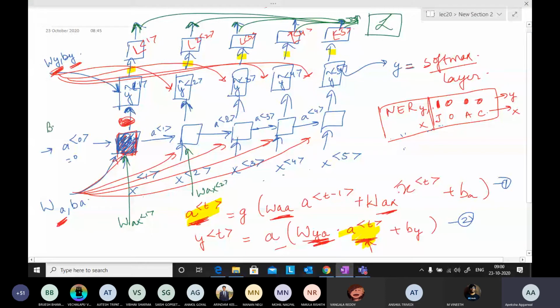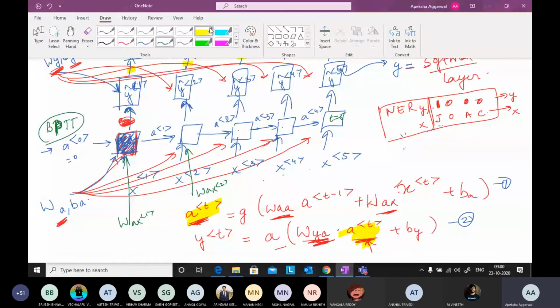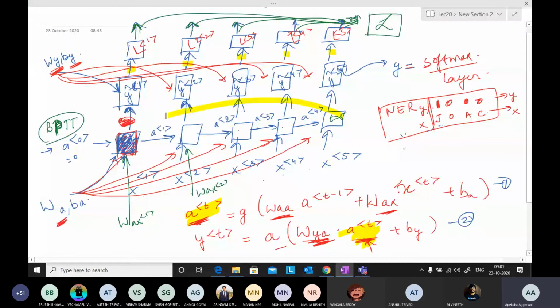Over here, this is backpropagation through time. Through time means at every time step. So this was time 4, time 5, t equals 5. This was t equals 3, t equals 2, 3, 2, 1. Everything that is happening in this layer, this whole part, is called backward propagation through time.